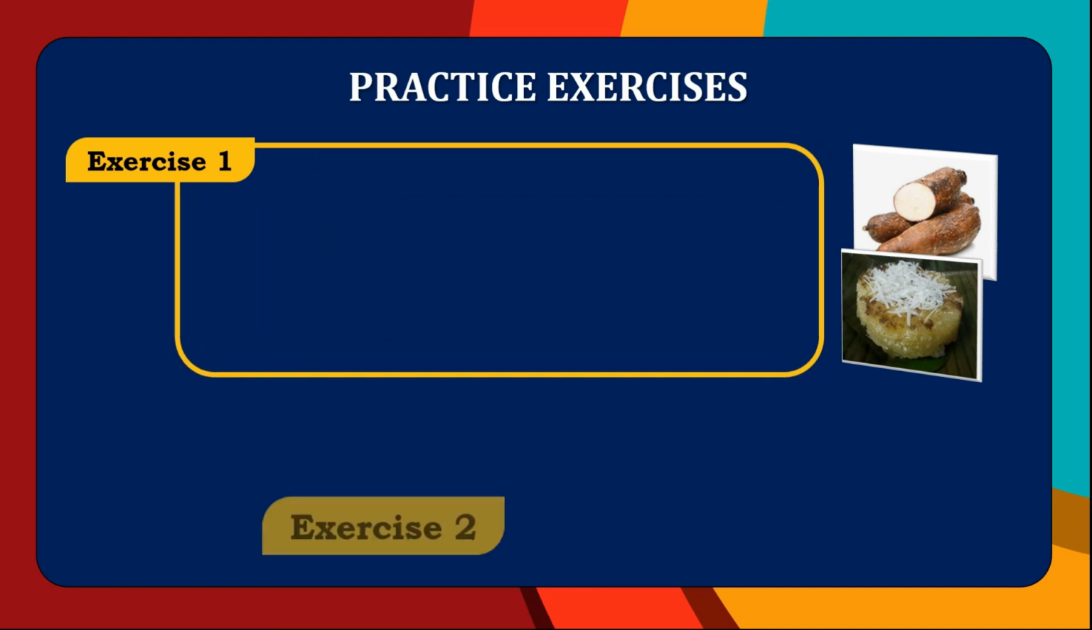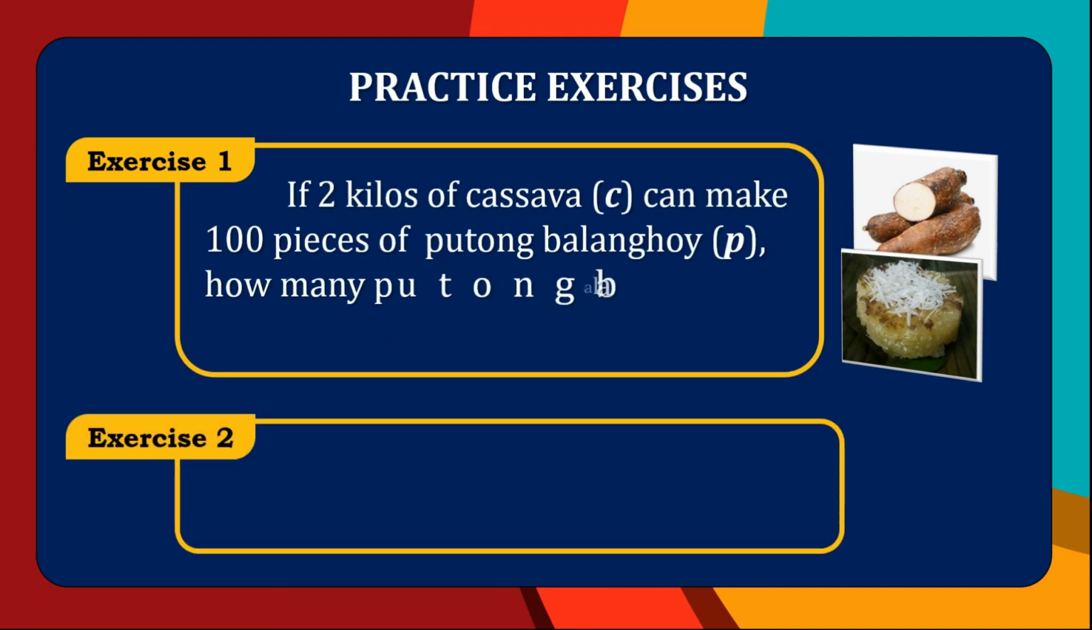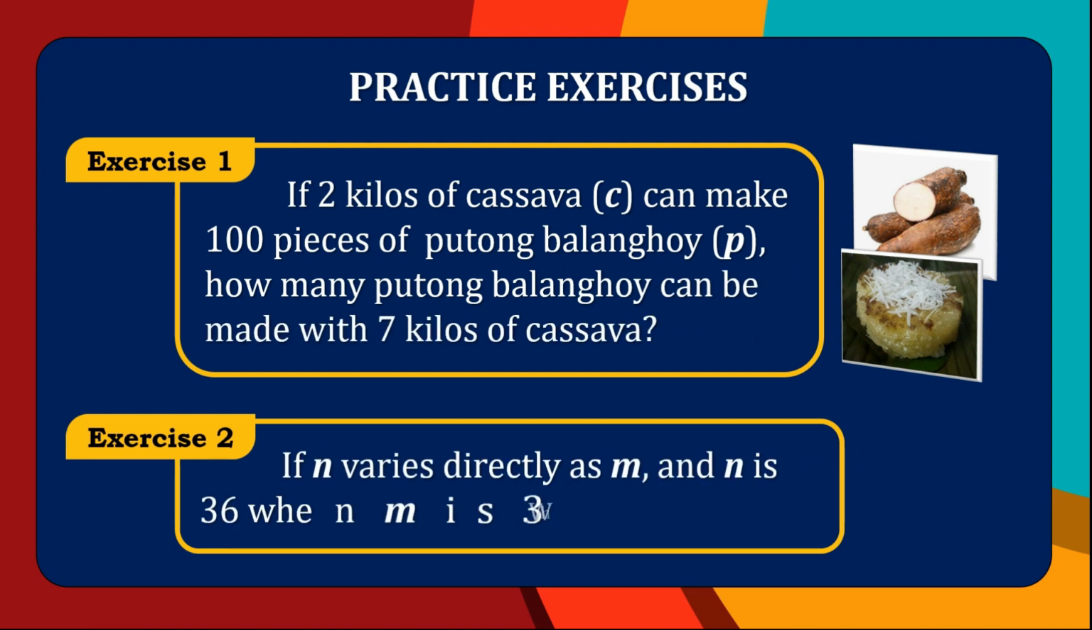Number 1. If 2 kilos of cassava can make 100 pieces of putong balanghoy, how many putong balanghoy can be made with 7 kilos of cassava? Number 2. If n varies directly as m, and n is 36 when m is 3, what is n when m is 8?